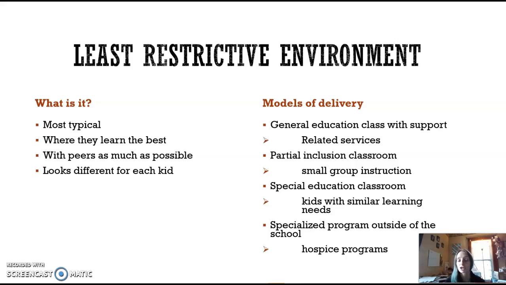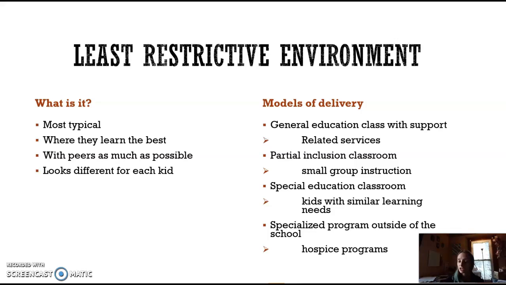It can also look like a partial inclusion classroom, which means that they're in the general education classroom for the most part, but they do get some pull-outs. That can look like getting pulled out for a small group, like for reading. They could get pulled out to go to the resource room or the special education classroom and get that small group instruction, one-on-one type of pull out for testing, things like that.